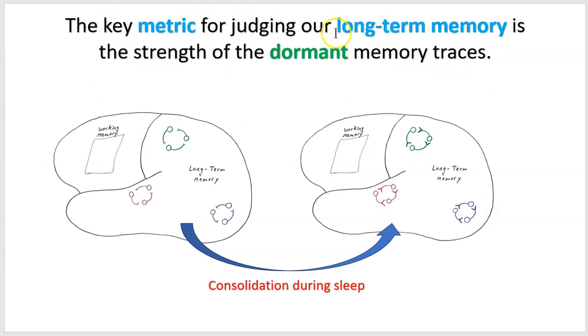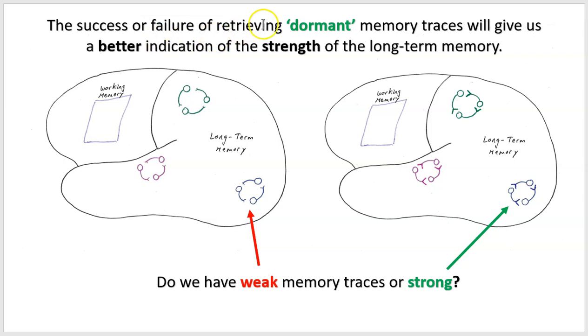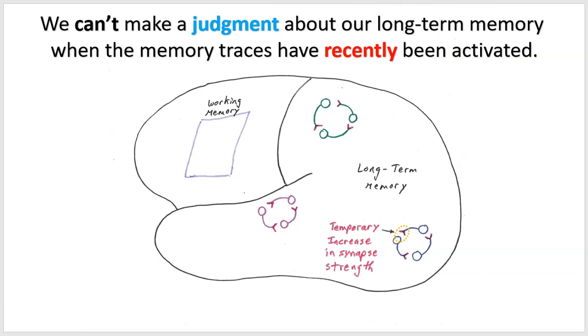So the key metric for judging our long-term memory is the strength of the dormant memory traces. So if we want to know whether we have something well stored in our long-term memory, we have to test the strength of the dormant memory traces. So we want to see how strong those synapses really are in the dormant state. Do we have weak memory traces, or do we have strong memory traces? So the success or failure of retrieving dormant memory traces will give us a better indication of the strength of the long-term memory. So again, the concern here is that we can't make a judgment about our long-term memory when the memory traces have recently been activated.